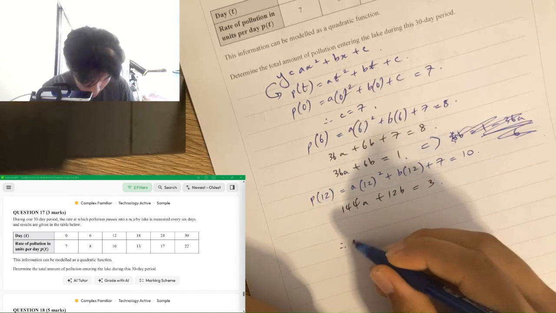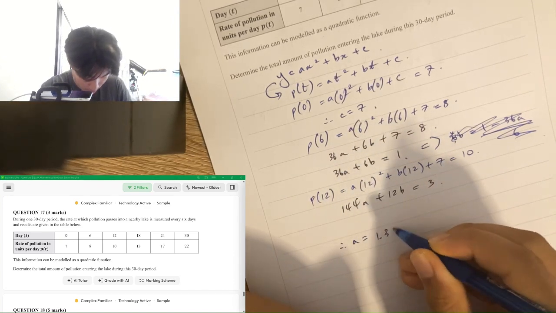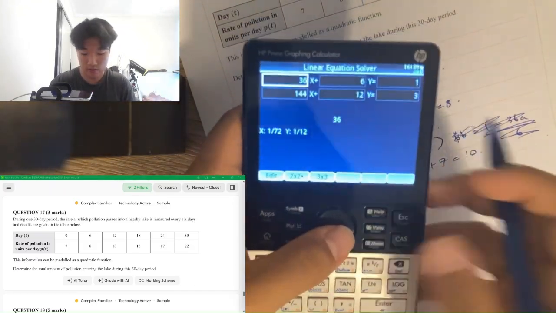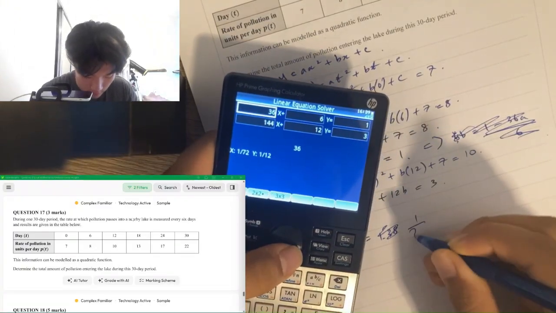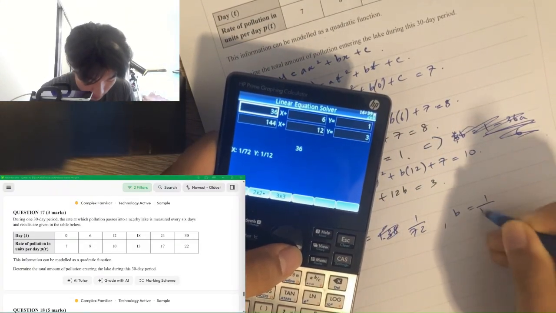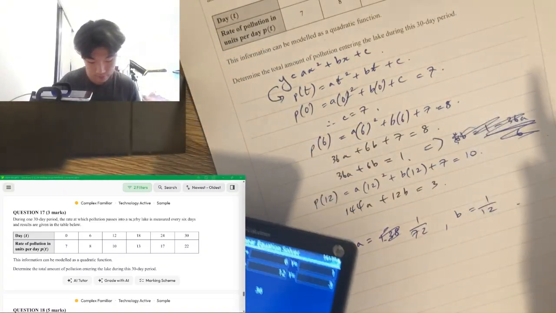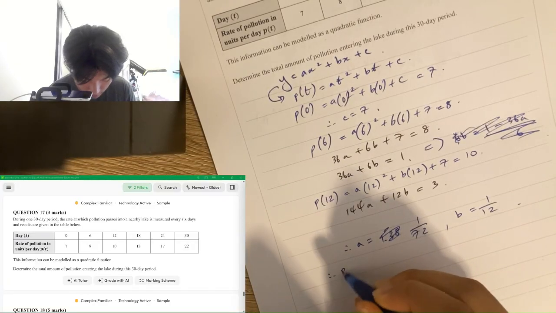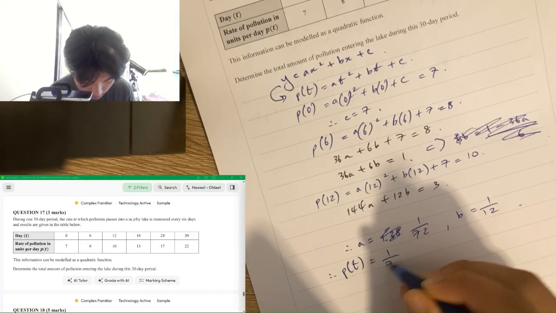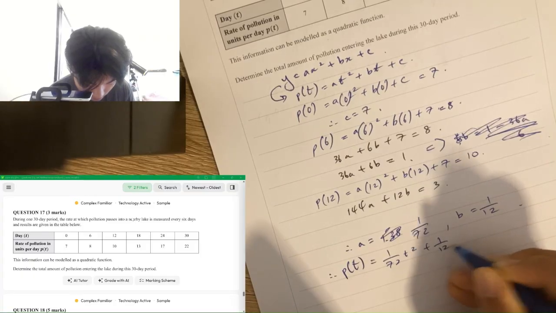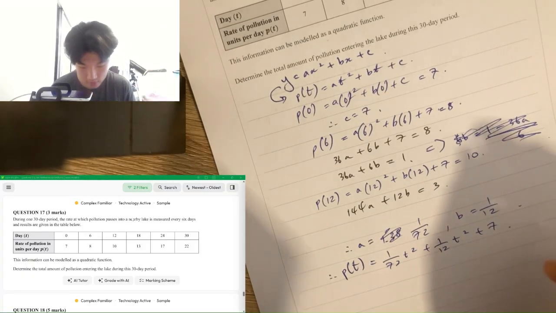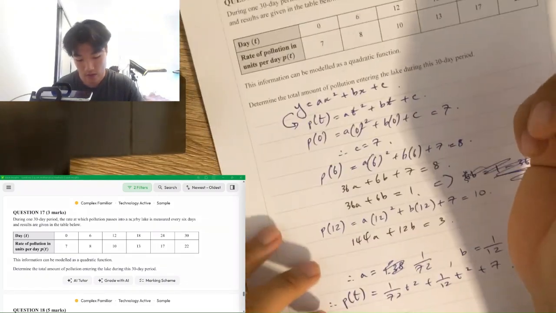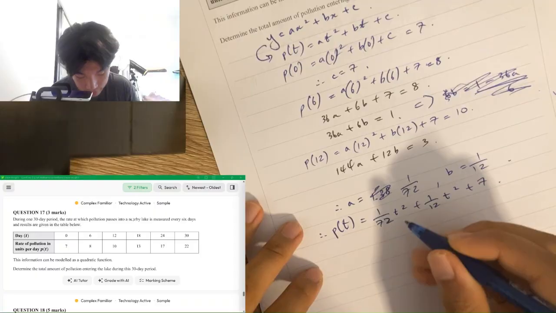Therefore, A equals 1.38. Okay, I changed it into fractional form: 1 over 72. B equals 1 over 12. Therefore, P(t) equals 1 over 72 t squared plus 1 over 12 t plus 7. Okay, it's the rate of pollution per day, right? So we need to find the integral of that.